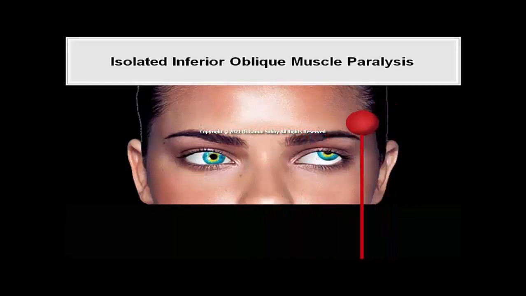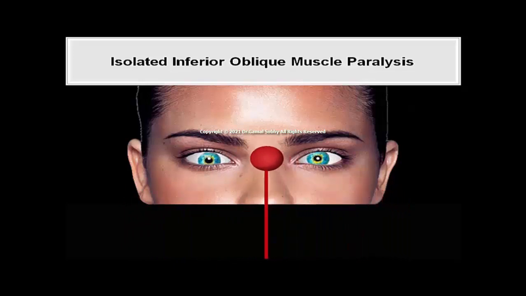In primary position, the affected eye is hypotropic. The greatest deviation occurs when the patient attempts to elevate the adducted paralytic eye. Limited elevation in adduction and overaction of the unopposed ipsilateral superior oblique muscle.